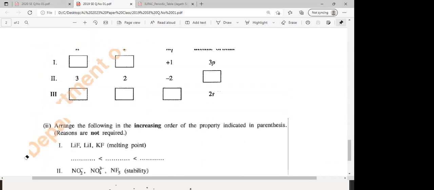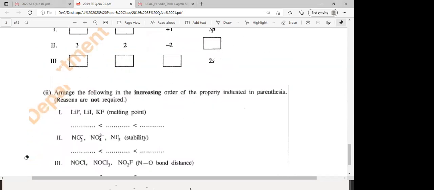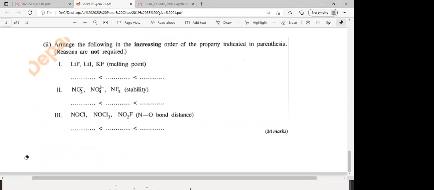Part C2. Arrange the following in increasing order of property. Highlight here, increasing order. They already have bold letters. Increasing order. Reasons not required. Okay, can you post the answer for part 1?